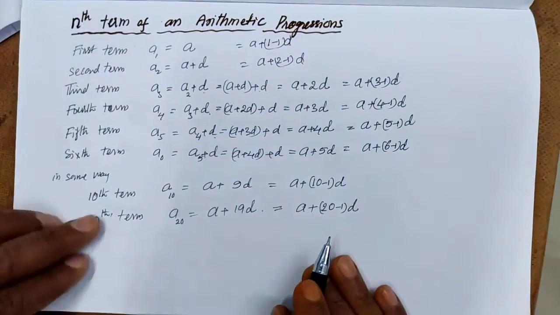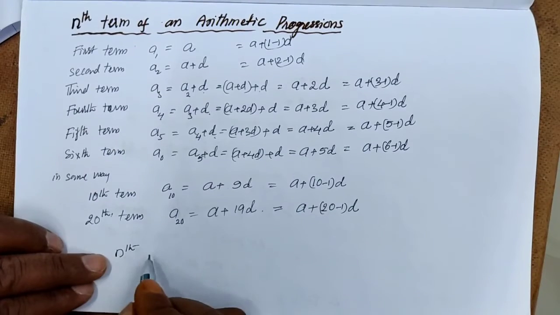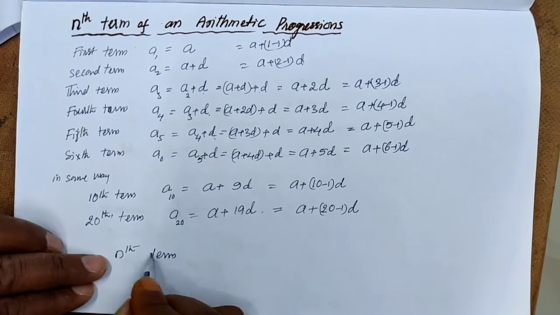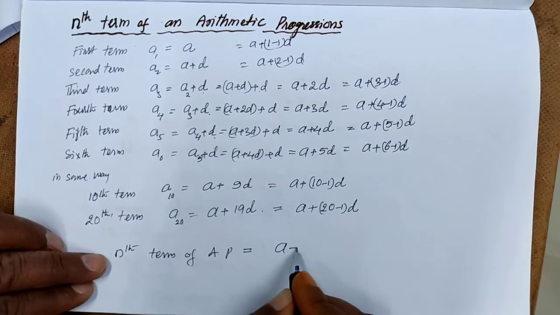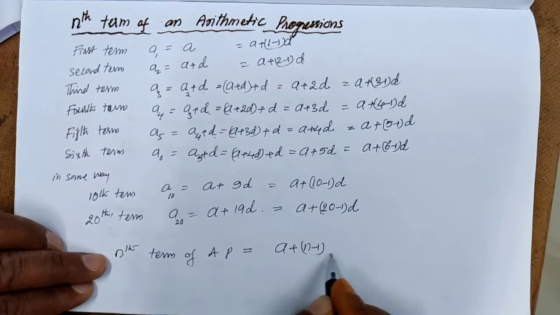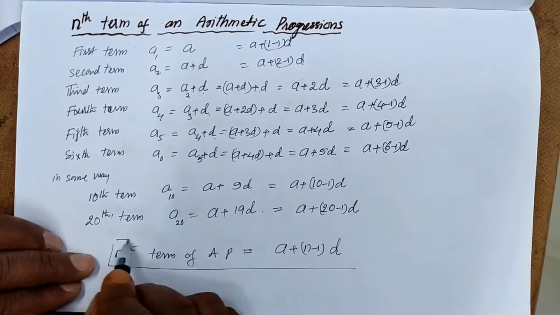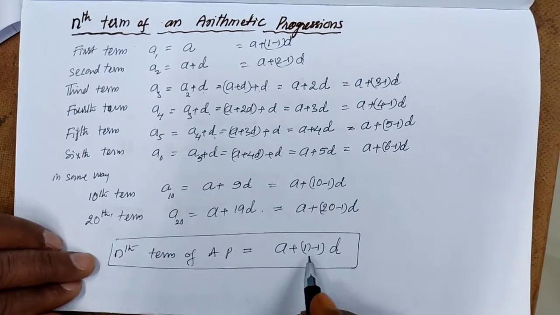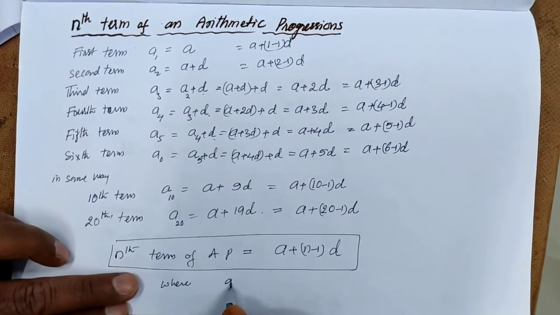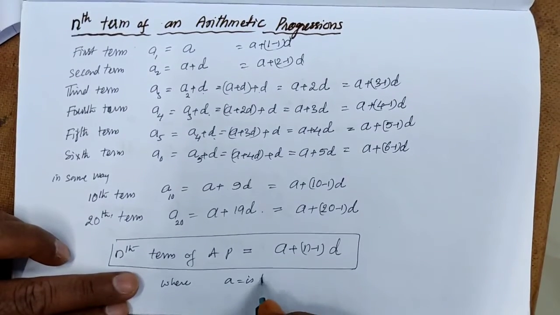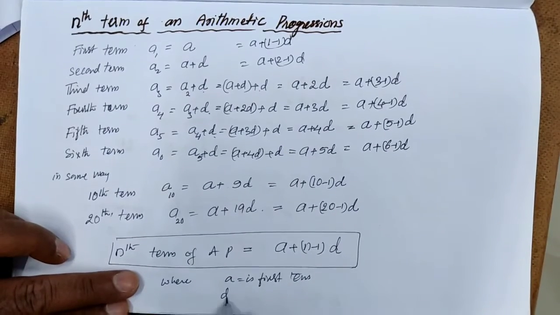So in the same way, the nth term of AP is equal to a plus n minus 1 into d. Okay, the nth term of AP is a plus n minus 1 into d, where a is the first term and d is the common difference.